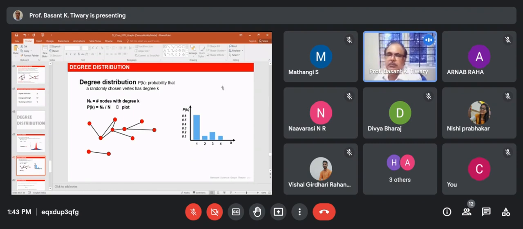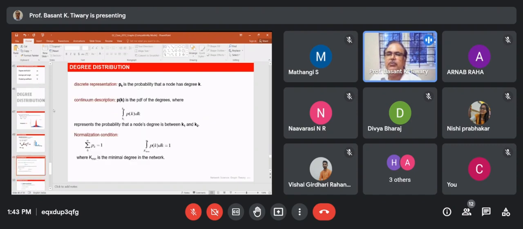So if you see here degree distribution, that is the pk, the probability that a randomly chosen vertex has degree k. So what we are doing here, we are computing the probability of k, and these are the degrees of k. So this is 1 degree, this is 2 degree, this is 3 degree, this is 4 degree, and so on. So we can plot them based on the degree of the network, and this is called degree distribution. And there could be a continuous representation of degree distribution, that could be a discrete distribution also.